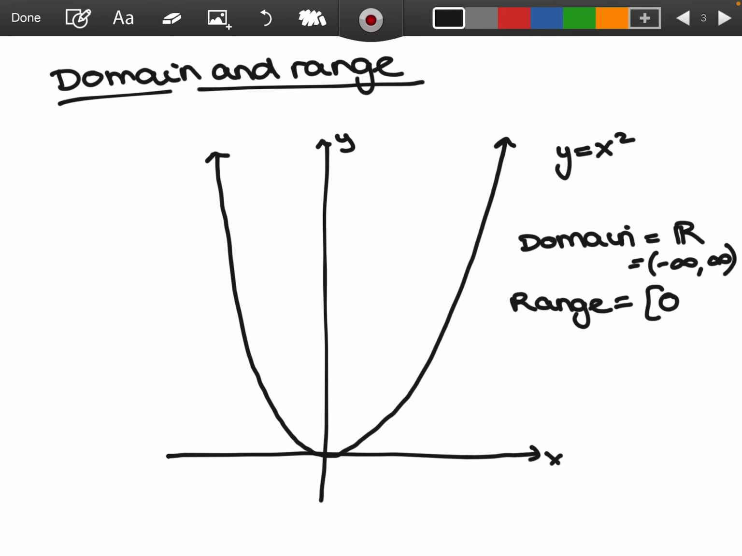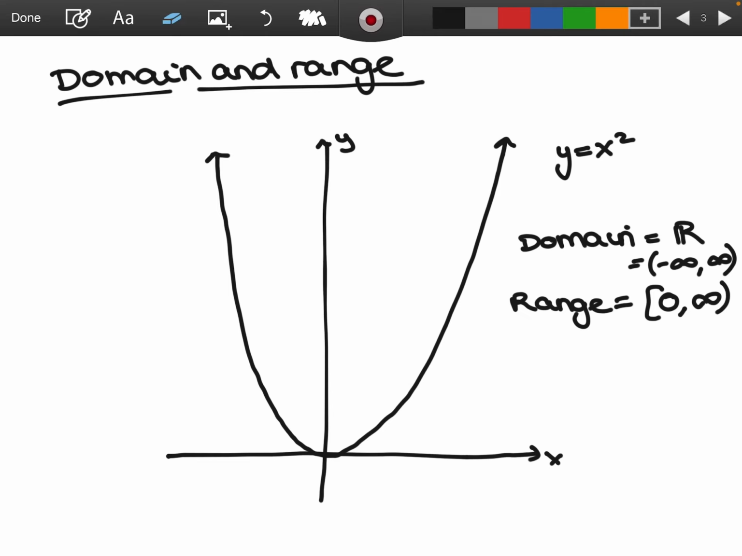If I square a very, very large number, I'm going to get an even larger number back out of that. So my range is 0 all the way up to infinity, but I have to include 0 because if I square 0, I get 0. So that's why I've put a square bracket around 0, and then we go all the way up to infinity. That agrees with my graph here.